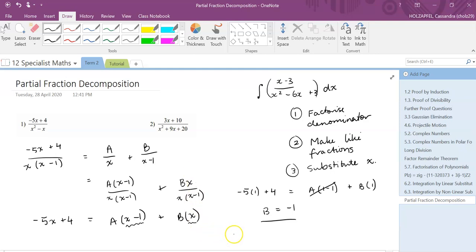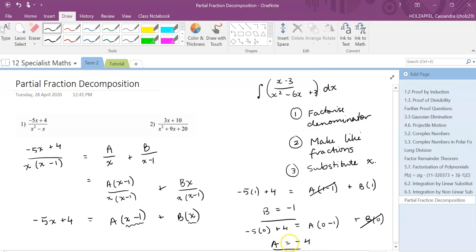All right, so now we can do the same thing, except we're going to let x equal 0 this time. That's going to get rid of the b term and we can work out what a is. So negative 5 lots of 0 plus 4 will be equal to a times 0 minus 1 plus b times 0. So that term is now going to cancel. And so negative a is going to be equal to 4, so a will be equal to negative 4. So we've got our two values for a and for b.